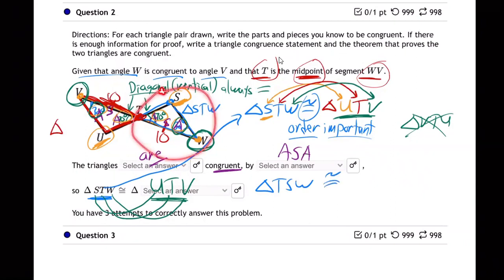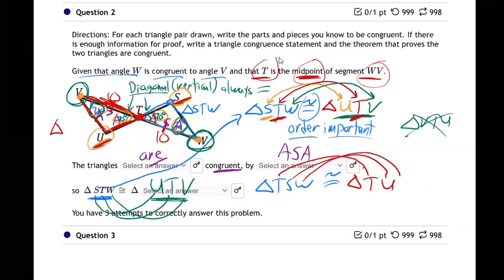You can put the three points down in any order you want, but then when you're saying it's identical to the second triangle, you have to match up the right points with the right points. So if they started with T, I'd have to do T first because T always has to go with T. And then if they did S next, I would have to do U next because S and U go together. And if they did W third, I would have to do V third because W plays the same role in his triangle as V does in his triangle.